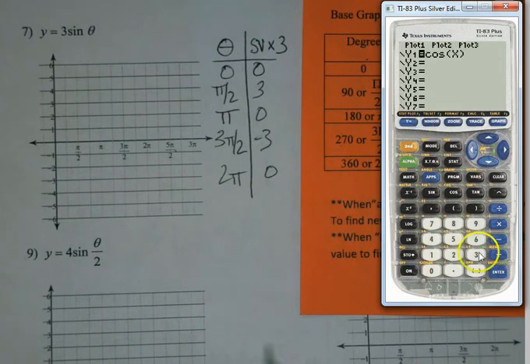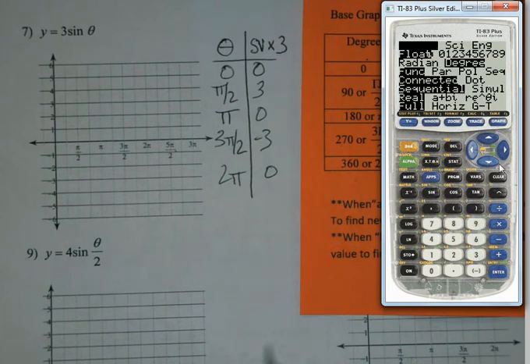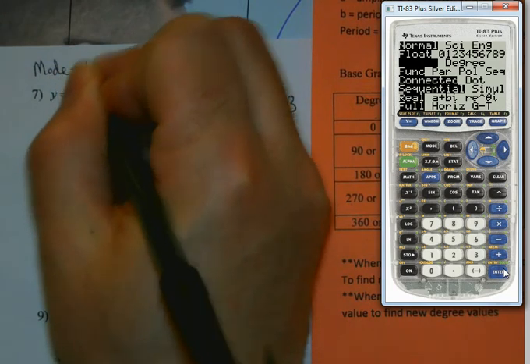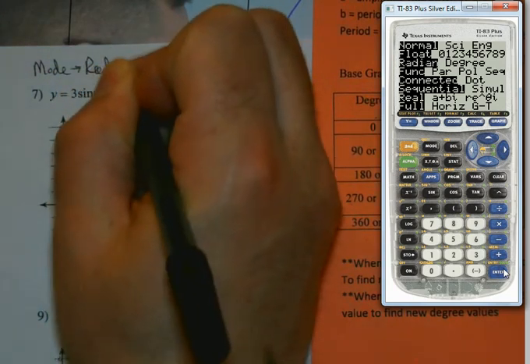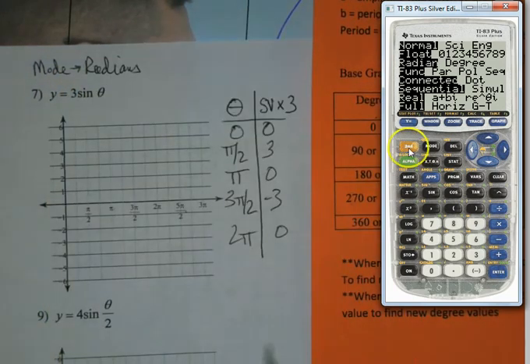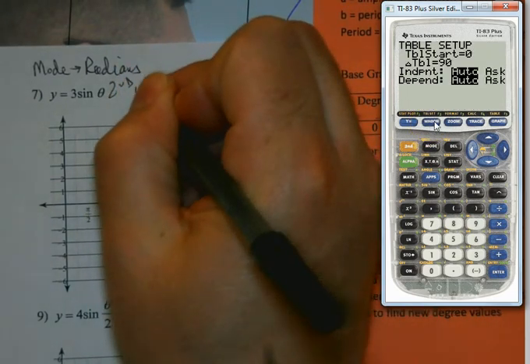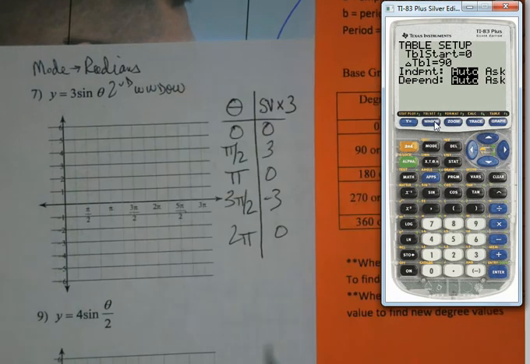So, for me to be able to type this in, I need to change a couple things. First, my mode would need to be in radians. So if I go to a calculator, I gotta check two things. I need to make sure my mode is in radians. Then I need to also do my table set. So second window, now instead of going by 90s, I want to go by its radian equivalent, pi over 2.